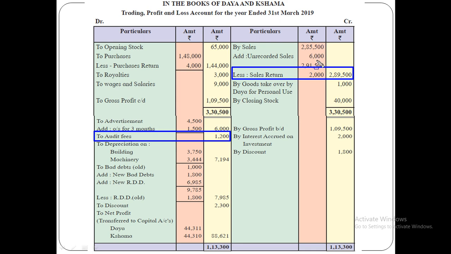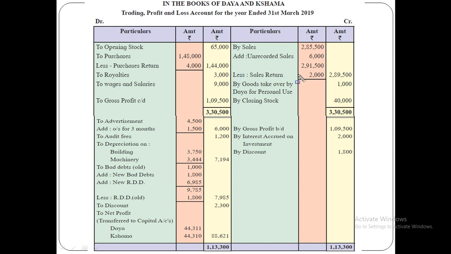Here we have one more adjustment to this item, that is unrecorded sales of 6,000. Adjustment number 6 is for that. Goods of rupees 6,000 were sold but not entered in the books of accounts. So first of all we add the unrecorded sales, then the total sales are rupees 2,91,500, and we deduct the sales return of 2,000 from the whole sales.